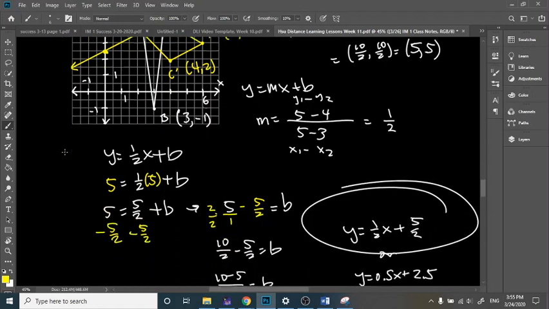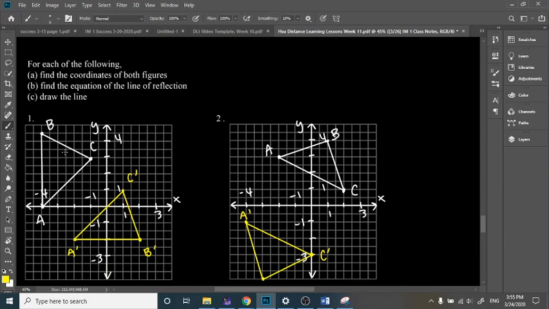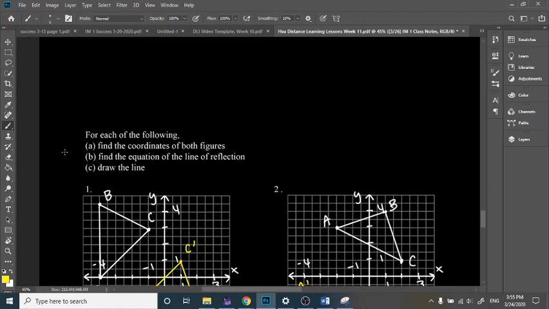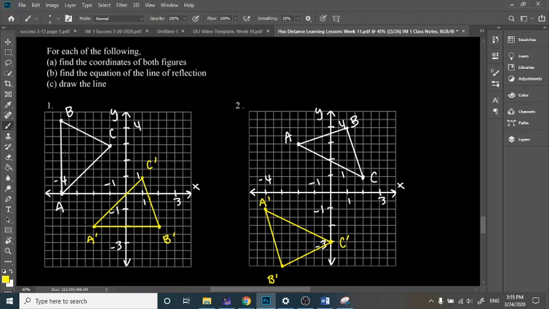So pause if you need to. And here is your you do section. So this you're going to be doing on your own. I will not be helping you on this one. I want to evaluate to see, can you do this or not?